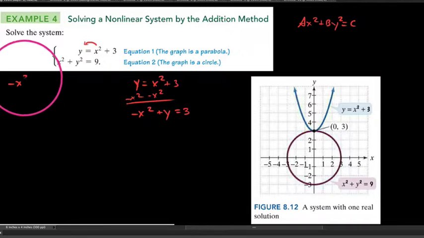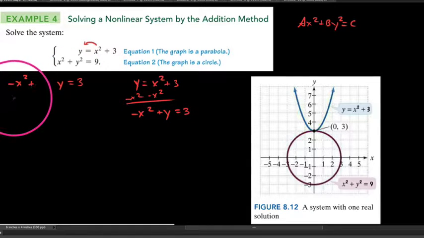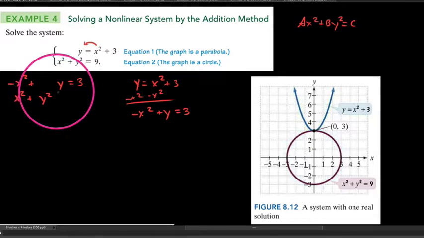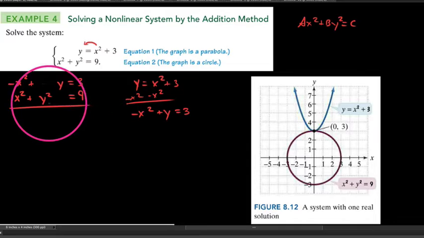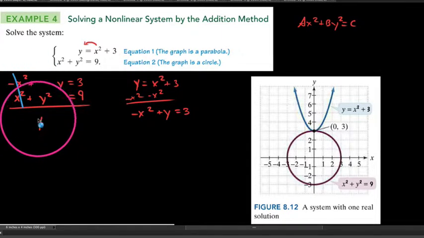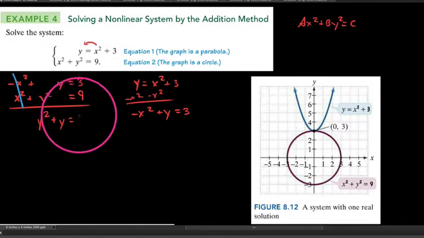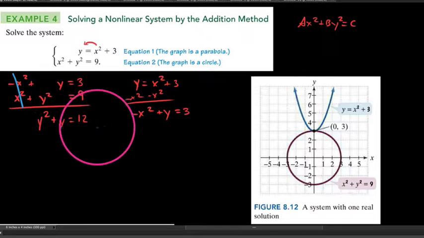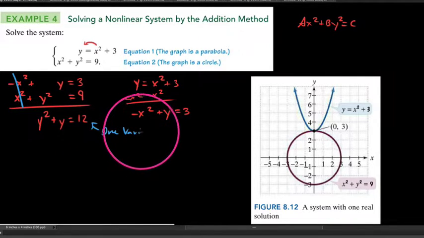So to rewrite my original system, let me do this for you here. I'd say negative x squared plus y equals 3. The second equation is x squared plus y squared, which is not the same thing as a y to the first, equals 9. If we were to add both of these right now, the x squareds cancel out, and we get left with just y squared plus a single y equaling 12.